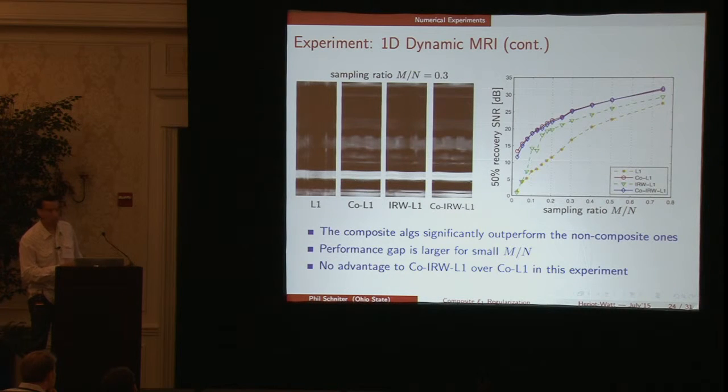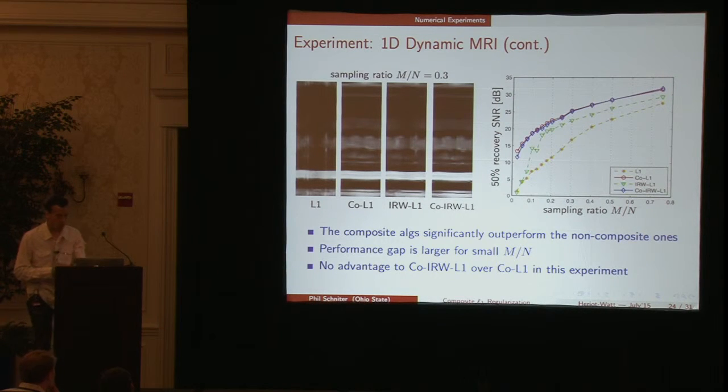Here we can see some examples of the image reconstruction. L1 looks pretty bad. Composite L1 is much better. Even iteratively reweighted L1 has these artifacts here, but the composite one looks quite a bit better. Another interesting thing in this example is that there's really not much gain to doing the iteratively reweighted version of the composite one. The standard composite one does almost as well.